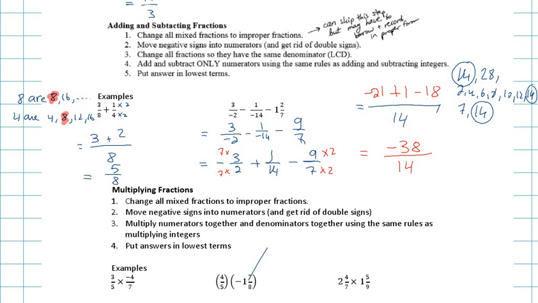Lowest terms, right? This is not the simplest form. And how do I know this? Because I look at both numbers. Both numbers are even numbers, right? When you have 2 numbers that are even, you for sure can divide by 2, right? That's at least what you can do. That's the least you can do. So if I divide by 2, what do I get? Negative 19 over 7, right?